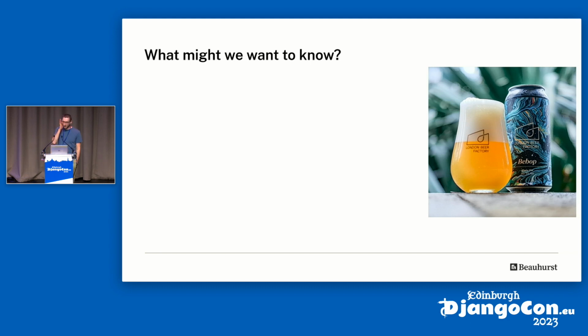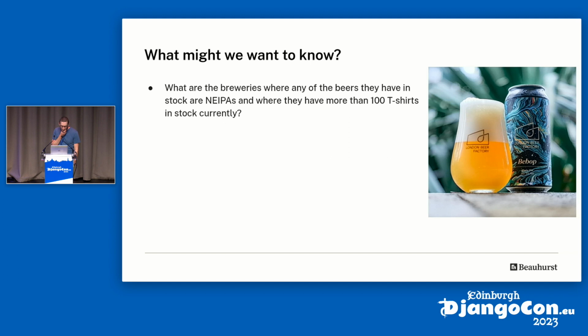What might we want to know? So here's a few questions that maybe one of the users of our platform might want to ask of our data. What are the breweries where any of the beers they have in stock are New England IPAs, and where they have more than 100 t-shirts in stock currently?